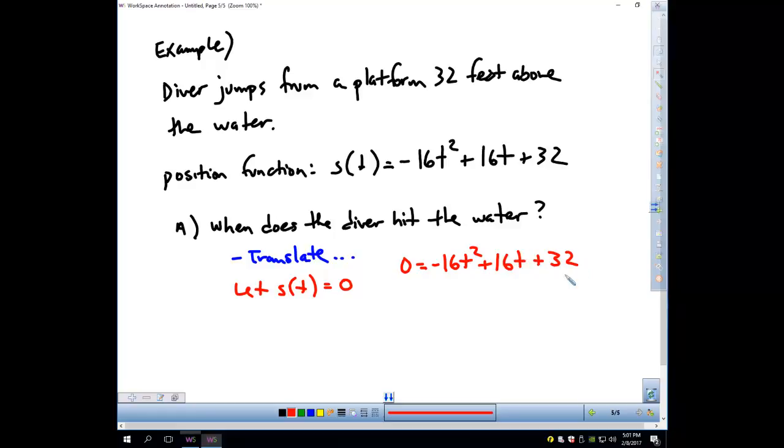I'm going to divide all of these terms by negative 16, just so that the coefficient in front of my t squared is far easier. That makes a much easier looking quadratic that I can factor into my two binomials.